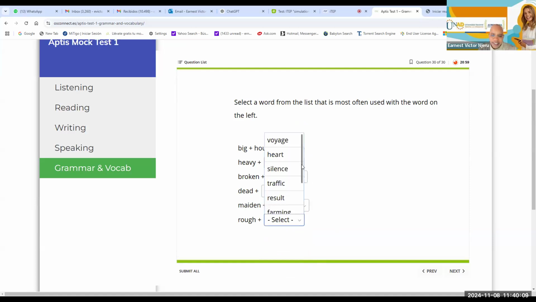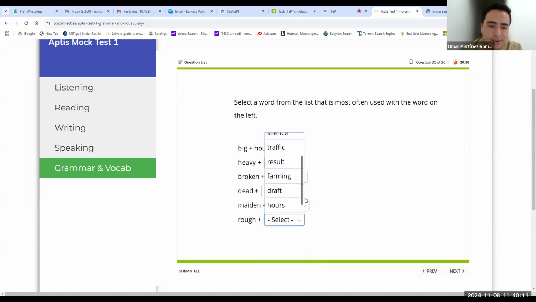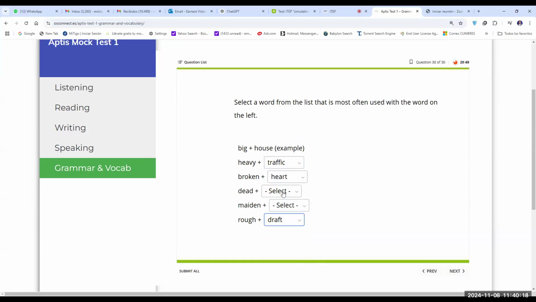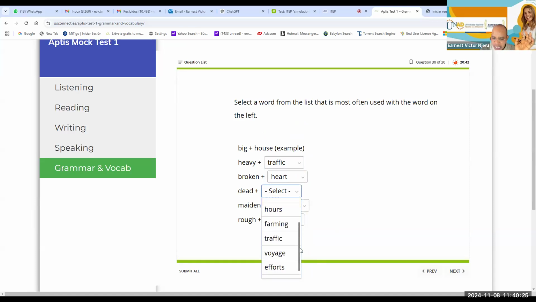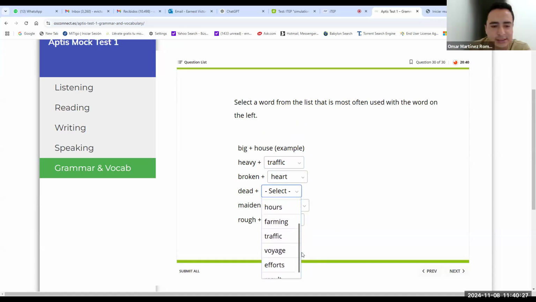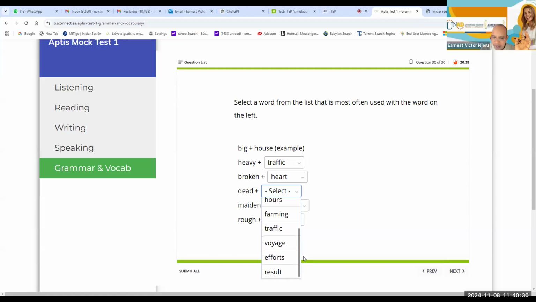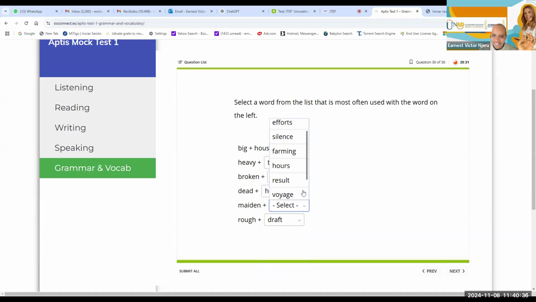Okay. Rough draft. Borrador. Maybe draft. Yeah, exactly. And then you come to this one. Which one is closer? Maybe dead. Dead what? Dead hours, maybe. Horas muertas. Dead hours. And then maiden. Maiden maybe farming, kind of virgencito. Farming, the first time.